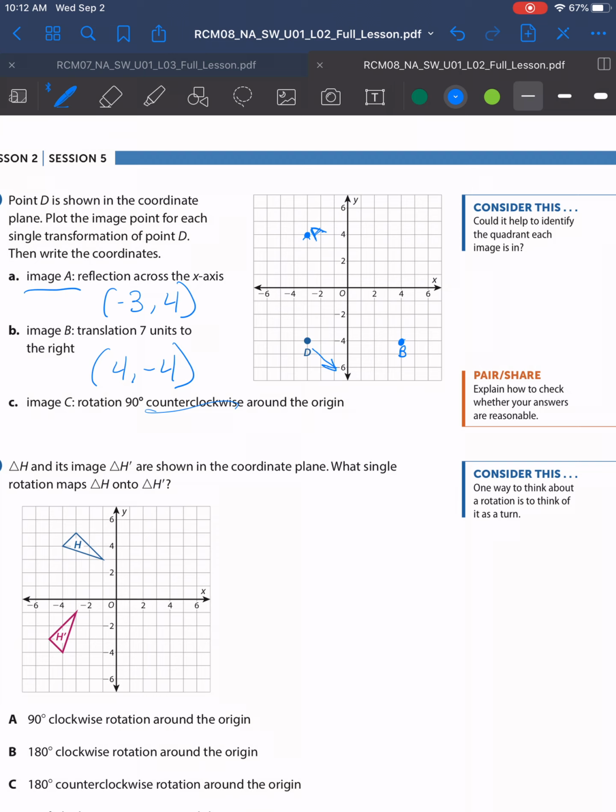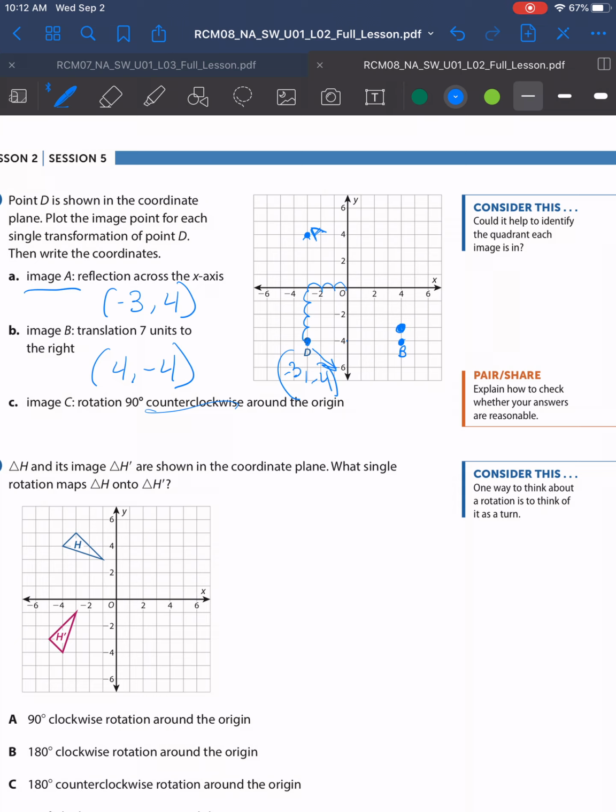Okay, ready? So it looks like D is -3, 1, 2, 3, 4. So I'm guessing that C, the new D after I move it counterclockwise, is going to land somewhere near 4, 3.